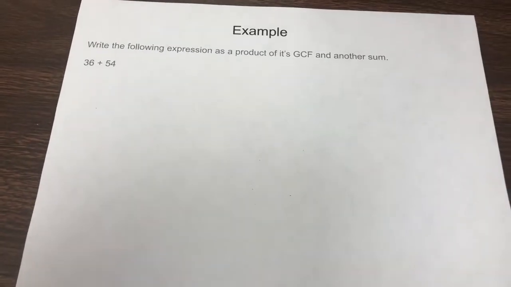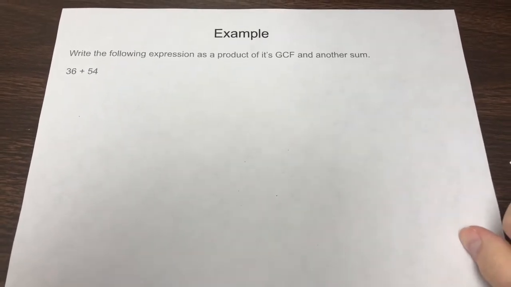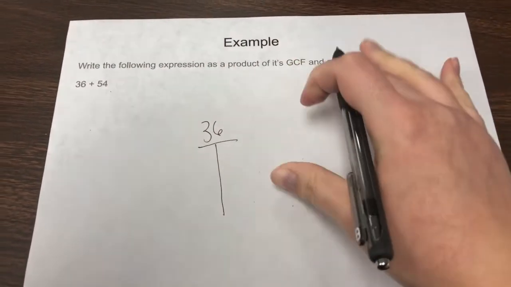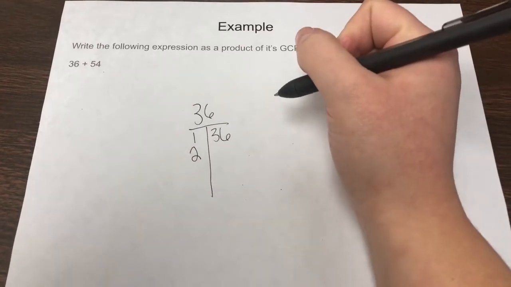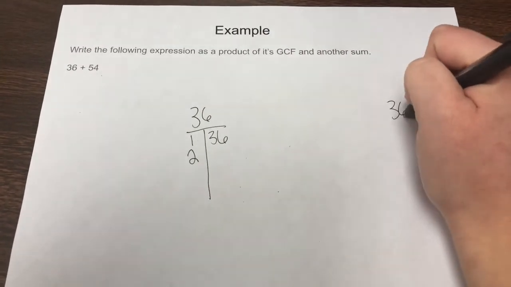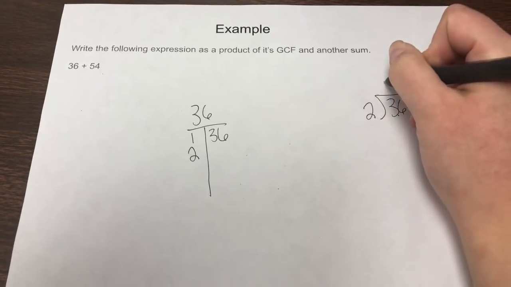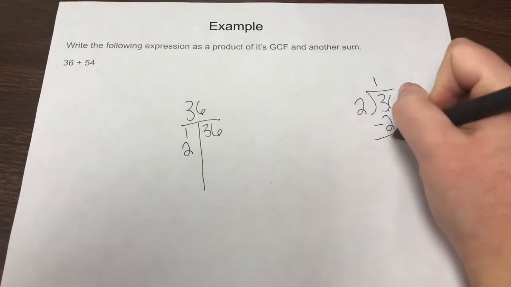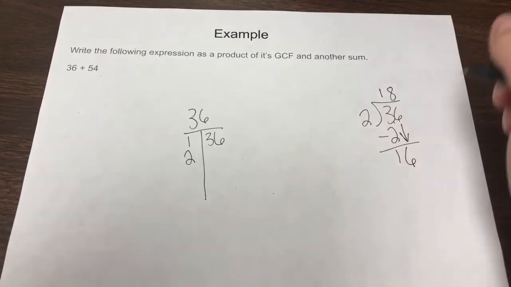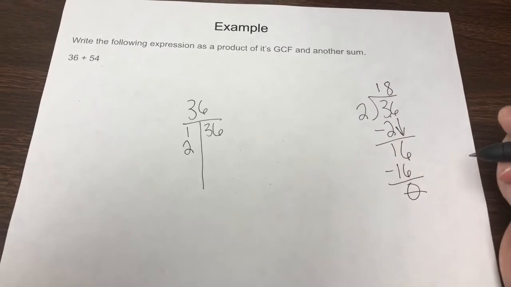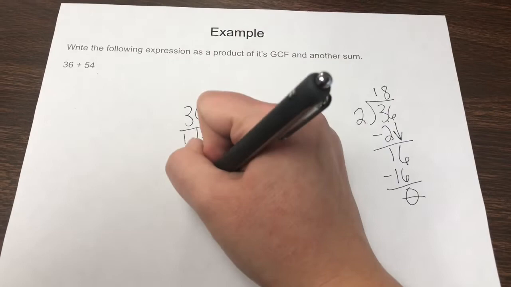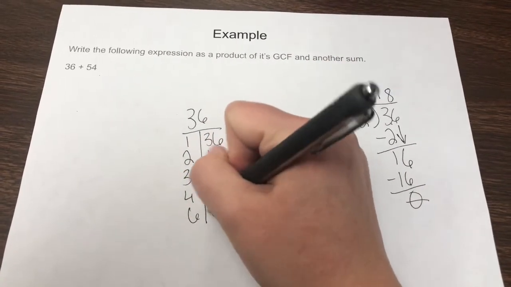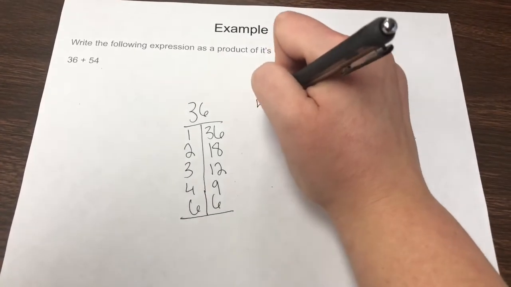And let's look at our last example. Write the following expression as a product of its GCF and another sum. We have 36 and 54. Let's start with 36. 1 and 36. 2 can because it is even. Let's come to the side and divide. 2 can go into 3 one time. 1 times 2. Subtract and bring down. 2 times 8 is 16. Subtract. So 2 times 18. 3 and 12. 4 and 9. And then 6 and 6. And we are repeating.